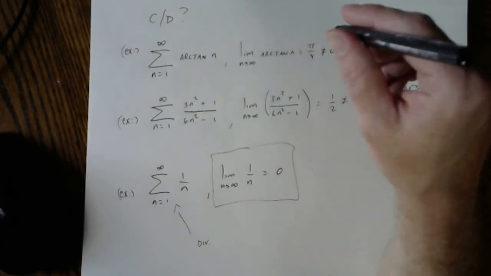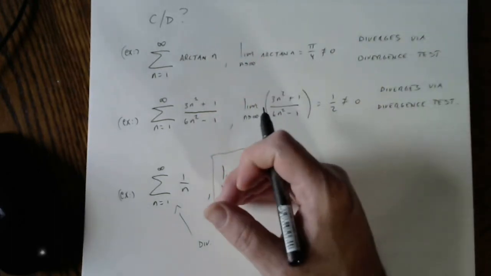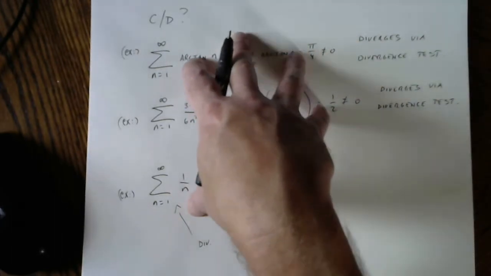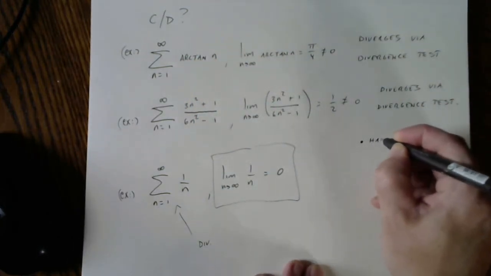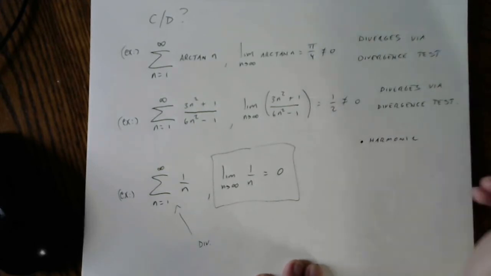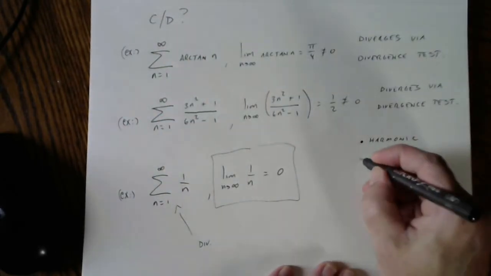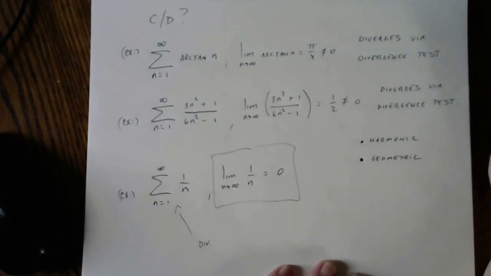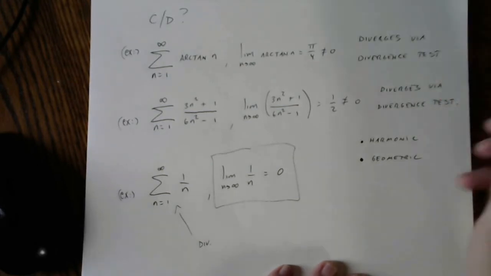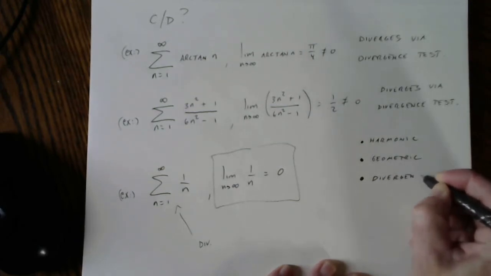What I recommend, we sort of had a list of integration techniques. I recommend keeping a list of series analysis techniques. And if you have that right now, we have 3 things. This isn't really a technique, it's a series. We have a harmonic series. If we recognize that, we know it diverges. We have a geometric series. If it's a geometric series, we identify the value of r, we make our determination. And we have our first test, the divergence test.